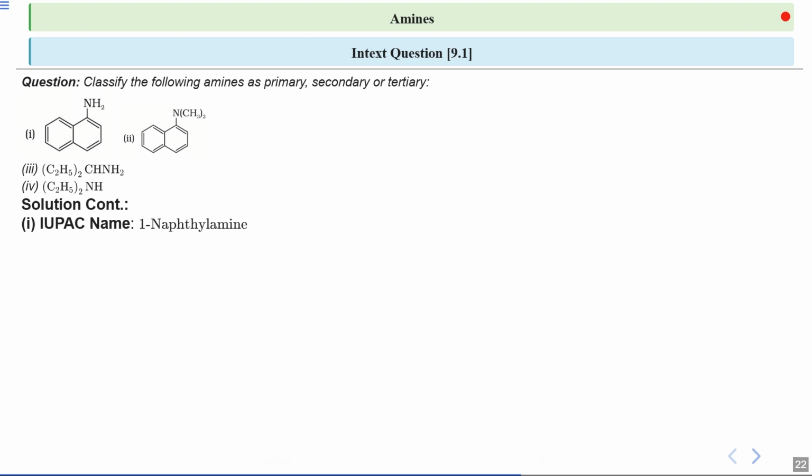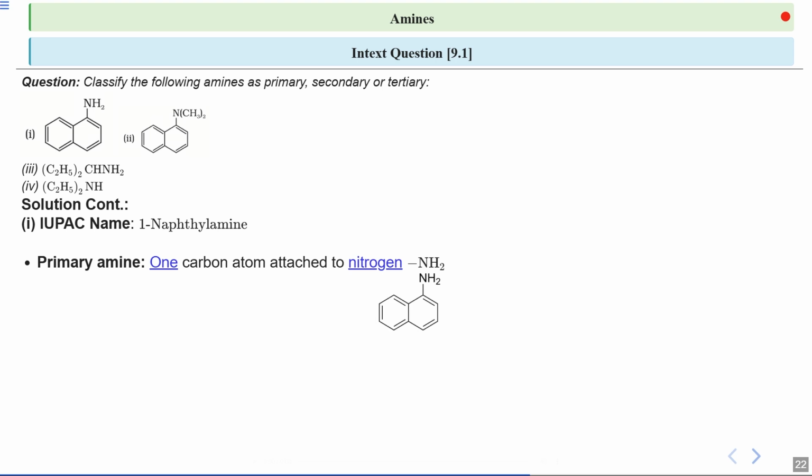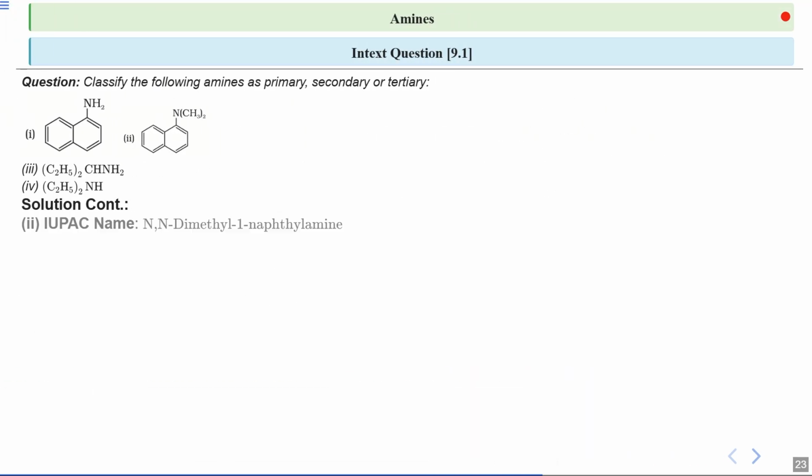Now, will you tell me, is it primary, secondary or tertiary? Of course, it is a primary amine. Because the nitrogen atom is attached to only one carbon atom and two hydrogens, forming an NH2 group. So if you see, only one of the hydrogens is replaced by this carbon of the naphthalene ring. So this is a primary amine. Okay. Next, we will see another example.